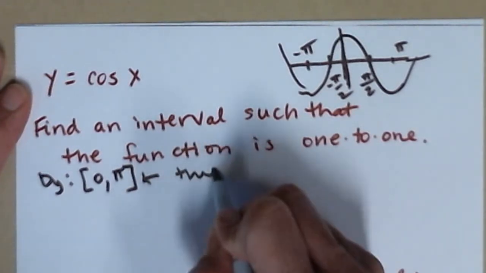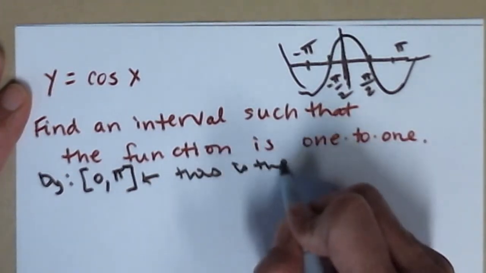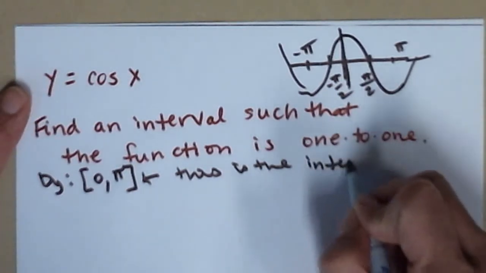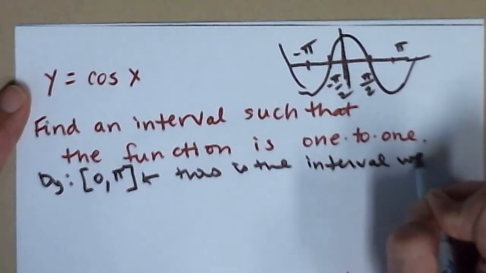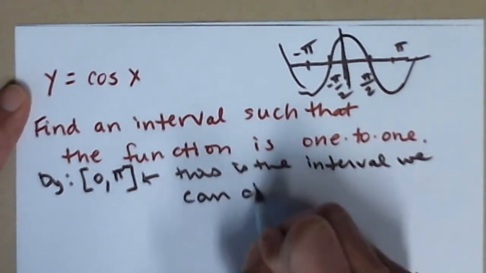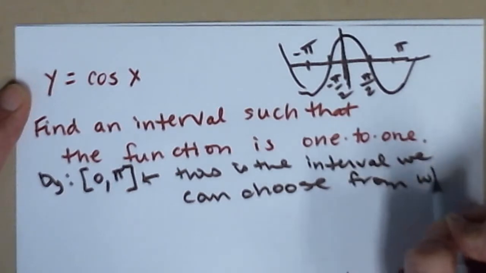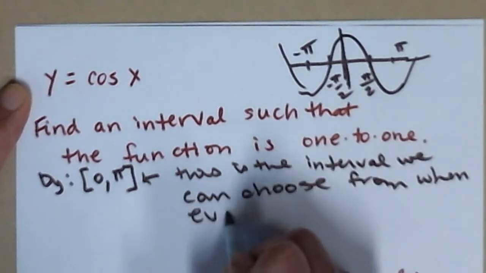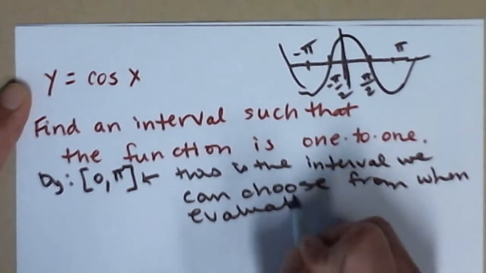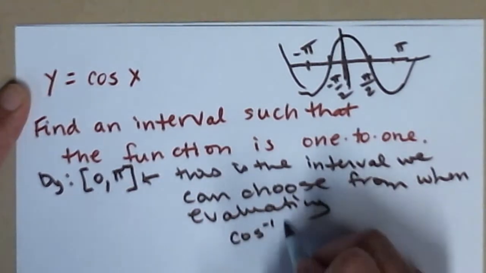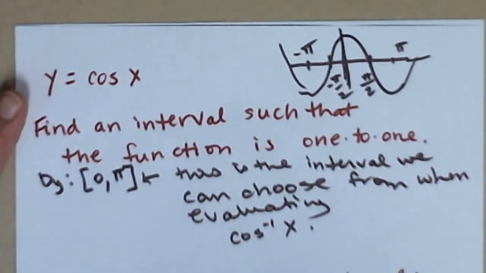So this is the interval we can choose from when evaluating inverse cosines.